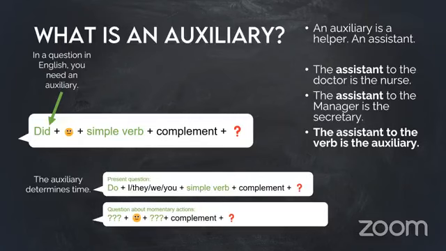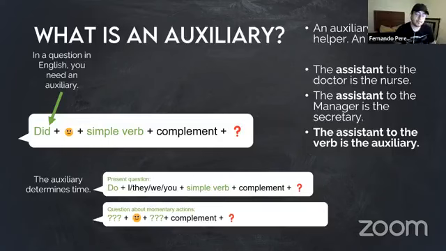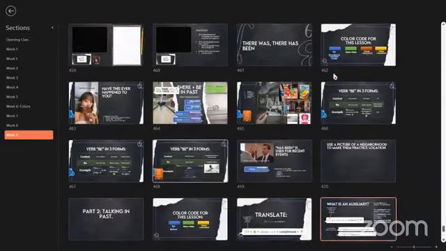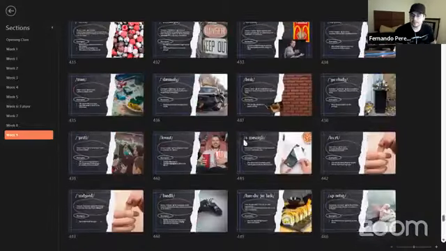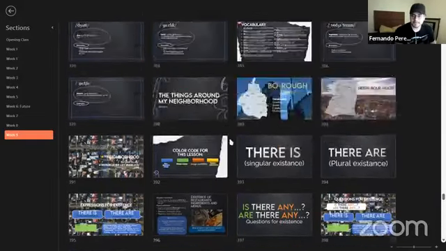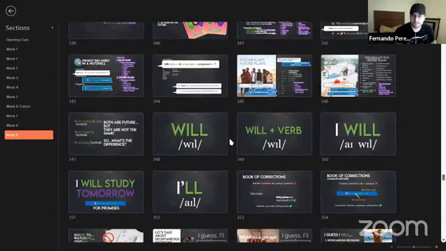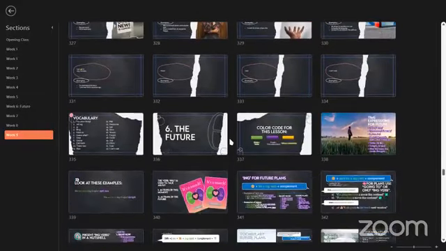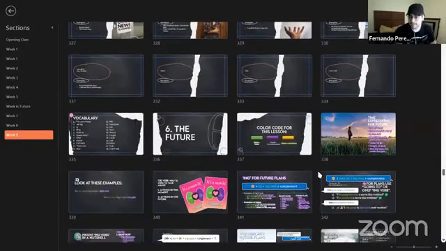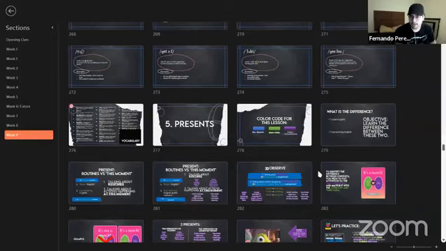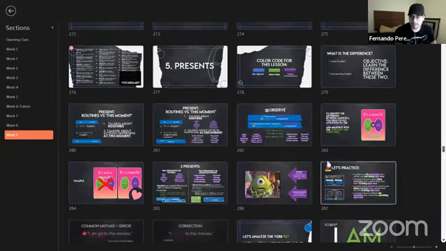Can you repeat, Viridiana? Has been, incorrect. Momentary actions. Remember, has been is for recent events. Recent. But for momentary actions, let's make memory. Any? Any, incorrect. Any is countability. Any is a number. This is very, very different. Let's go back and talk about momentary actions.